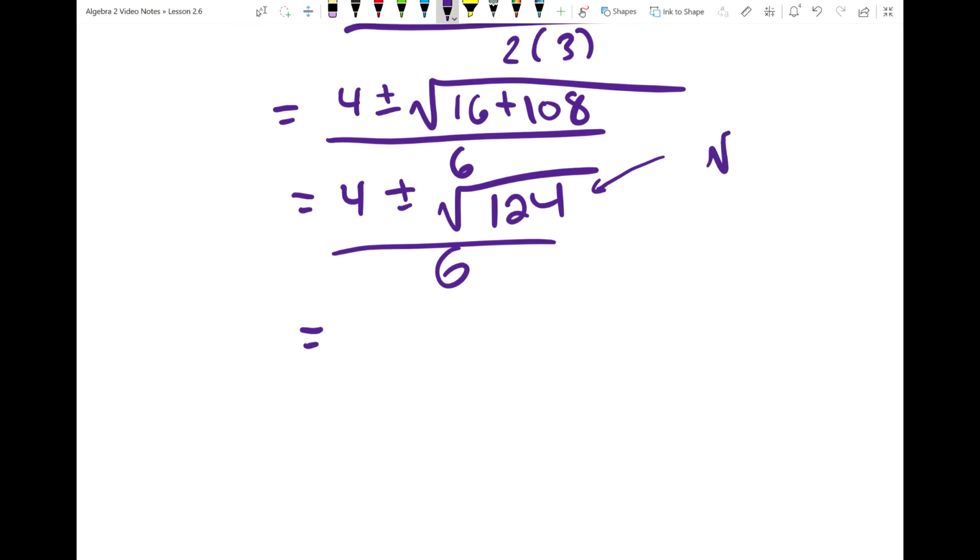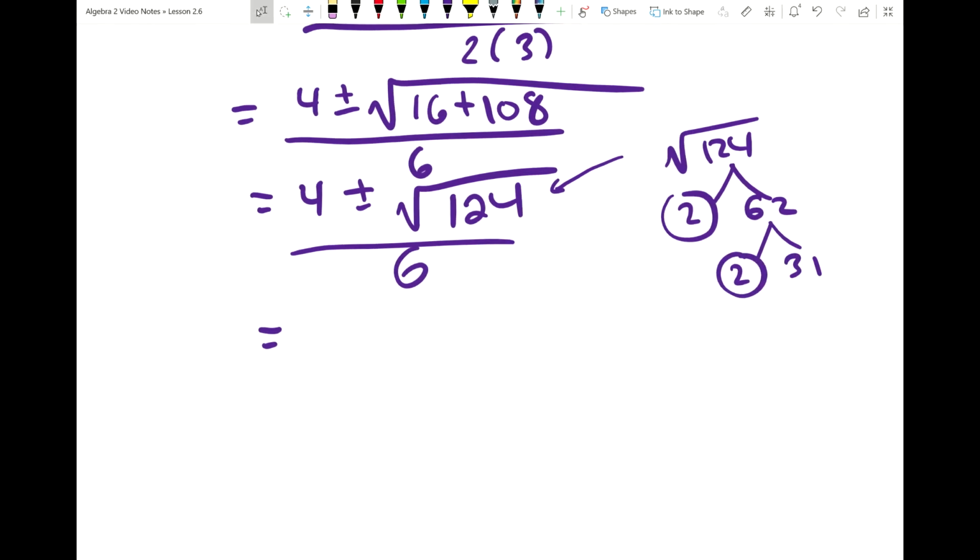So if we wanted to do the square root of 124, let's cut this in half. We know that 2 goes into 124 62 times. And 2 goes into 62 31 times. All right, there you go. I don't think it can cut into any more, so this is actually a prime number as well. Now remember that with square roots, you're looking for pairs, right? So I've got a pair of 2s I can pull out of the square root. So now we've got a 2 on the outside, and on the inside we've got a 31 left over.